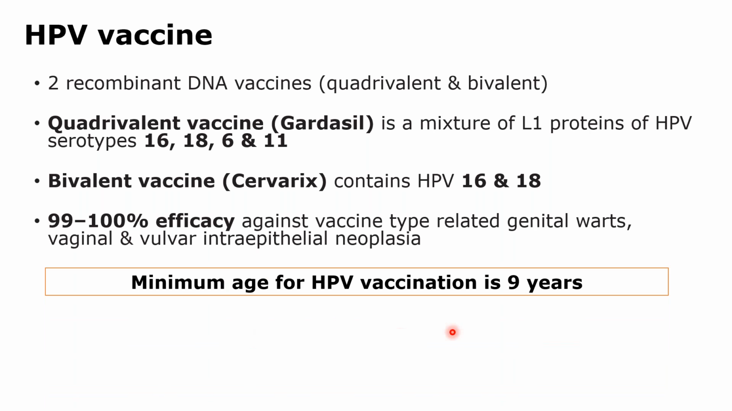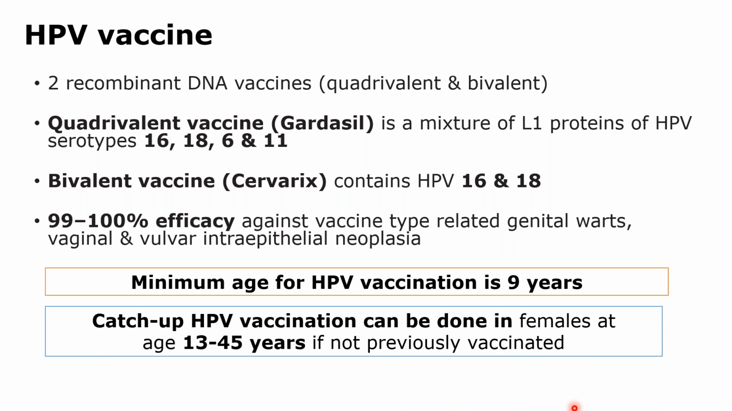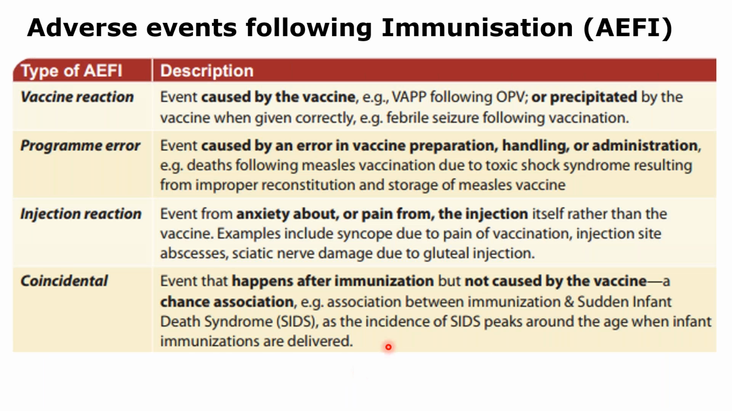The minimum age for HPV vaccination is 9 years. Okay, but the catch-up vaccination can be done in females at the age of 13 to 45 years if they are not previously vaccinated. A little bit about adverse effects following immunization. We know there are 4 kinds of adverse effects. So they can either be vaccine reaction, which is an event caused by the vaccine, example VAPP following OPV, or precipitated by the vaccine when given correctly, like febrile seizure following DPT vaccination.